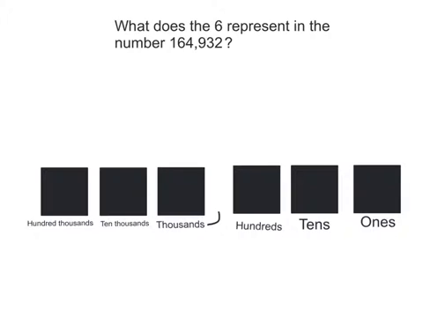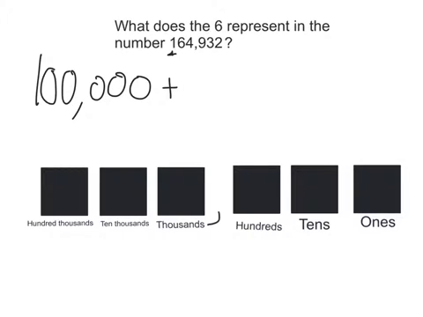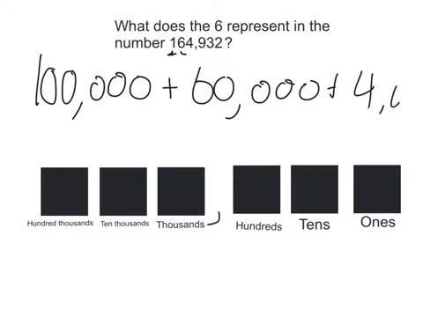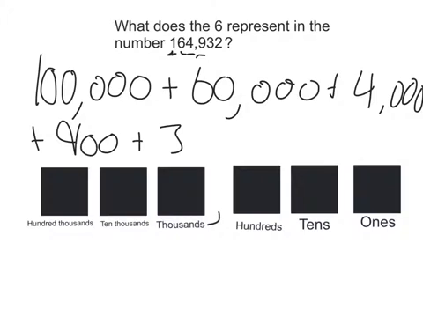So let's just break it down like we did the other ones. We have 100,000. And that would be the 1 right there, plus 60,000 from the 6 right there. And then we have plus 4,000 from the 4 right there. And then this is just like the other ones, plus 900 from the 9, plus 30 from the 3, plus 2 from the 2 right there.